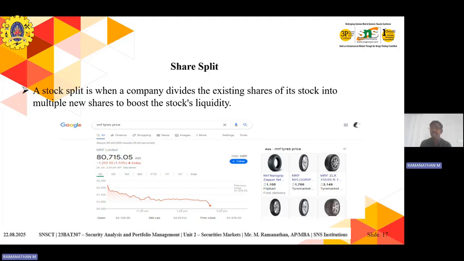So stock split is splitting the share into 2 or 3 or 5 or 10, and the value of the particular share will remain the same. The number of shares alone will increase. The objective of the share split is stock liquidity. More retail investors will be investing in that particular share, so that liquidity will be good enough.